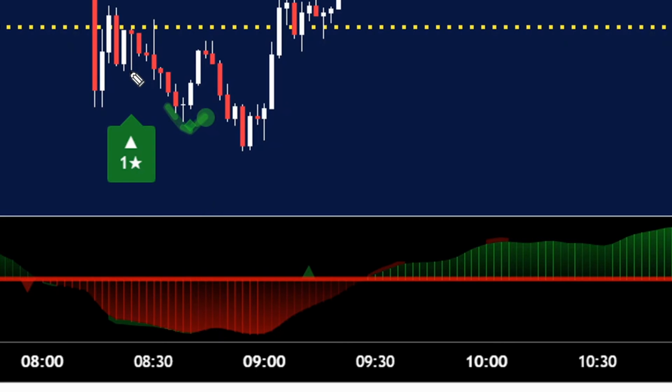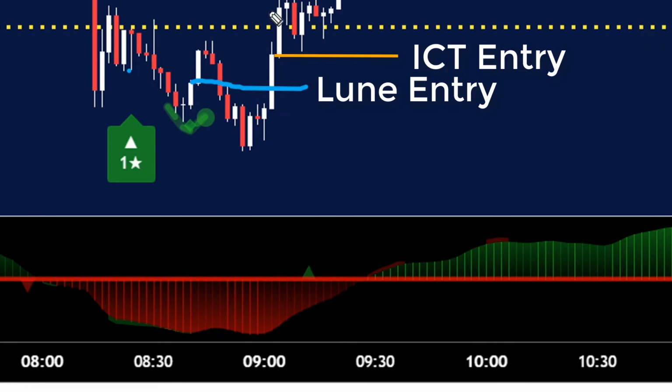So looking at Loon, this is our first point. Second candle, third, fourth, fifth, sixth candle, and then the box falls within the ribbon. So we have 1 point, 2 points, 3 points. This is where our entry would be. So between ICT and Loon, we'd enter between 8:45 and 9 o'clock.